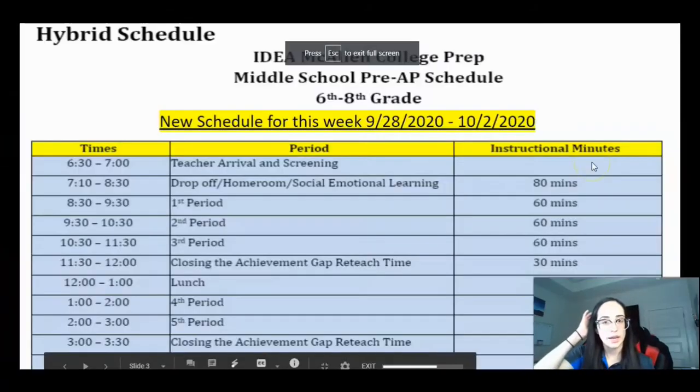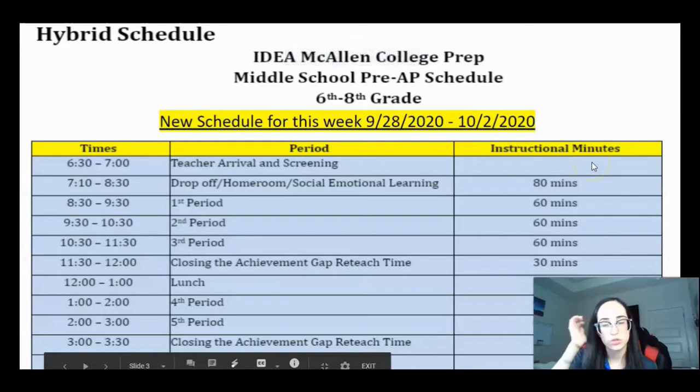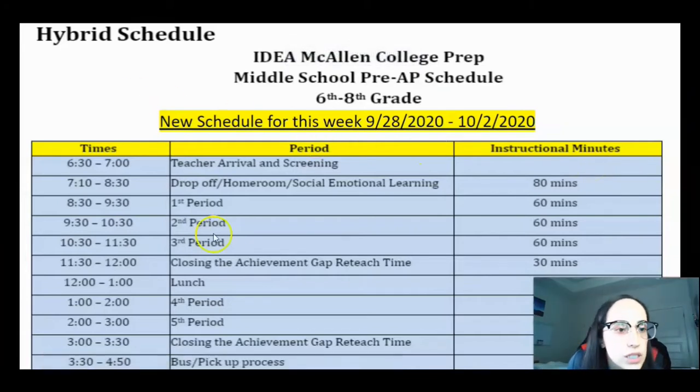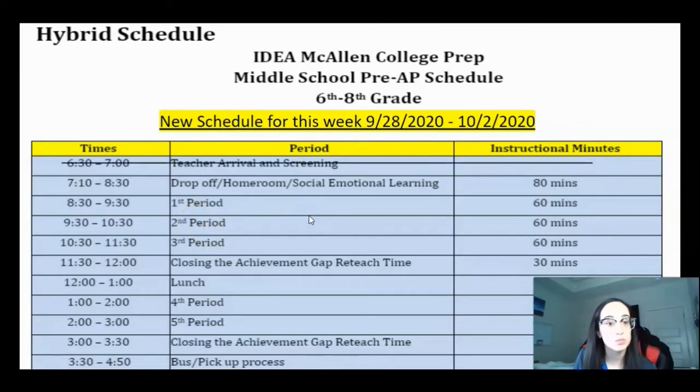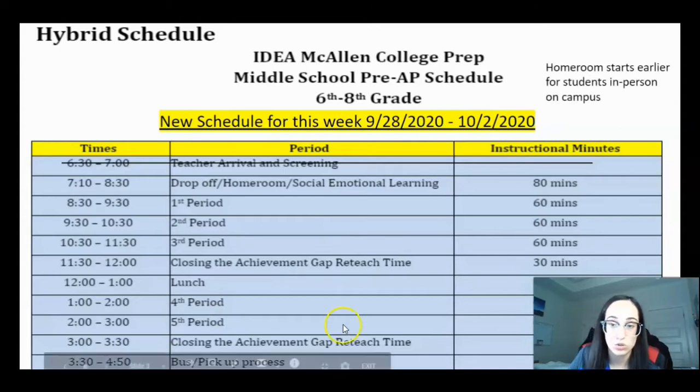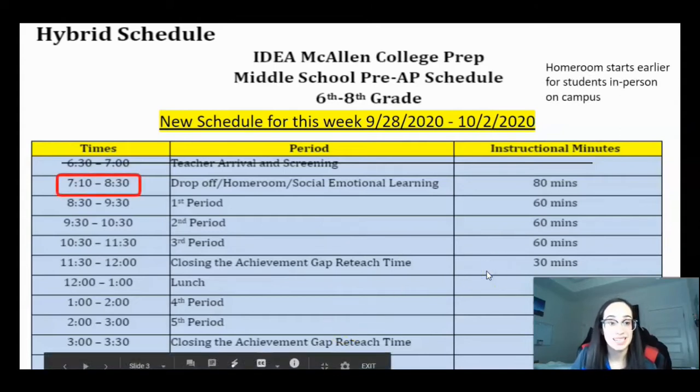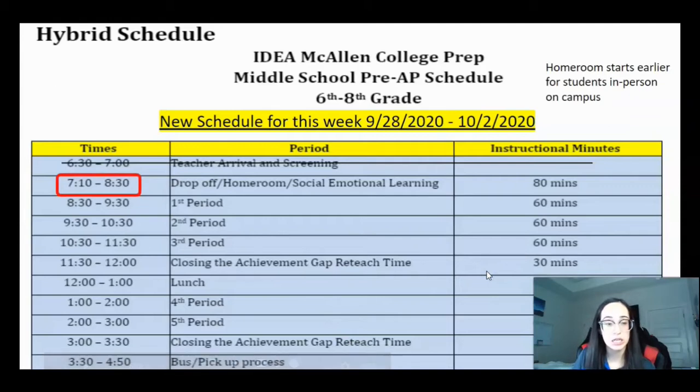As you can see here, boys and girls, this is going to be this week's schedule. Obviously, you don't have to worry about this part right here. Teachers need to arrive on campus between 6:30 and 7, so you don't need to worry about that part. That's for us teachers. Those students who are going to in-campus instruction, though, you probably already know that you need to be at school between 7:10 in the morning to about, I believe, 7:30. That's the time that you need to be dropped off in the morning.